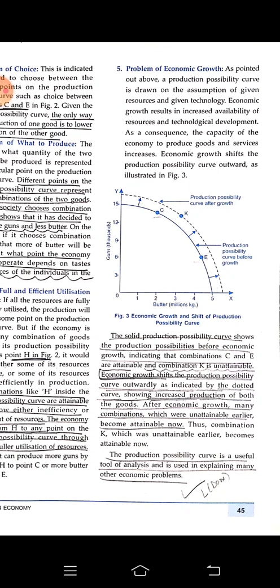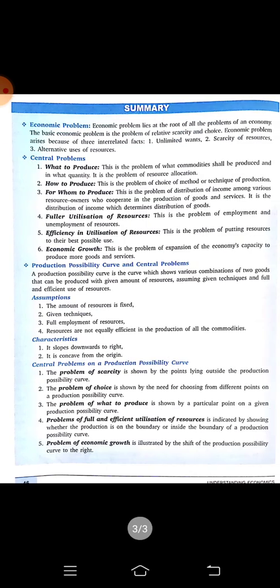Though we have just used this production possibility curve tool to explain two commodities, more than two commodities can also be explained with the help of this mechanism. Hopefully you understood the chapter.